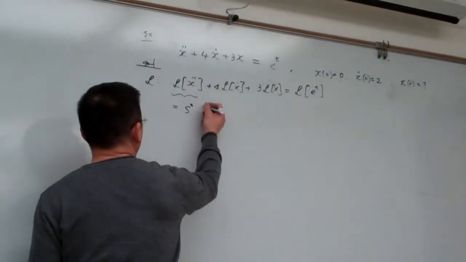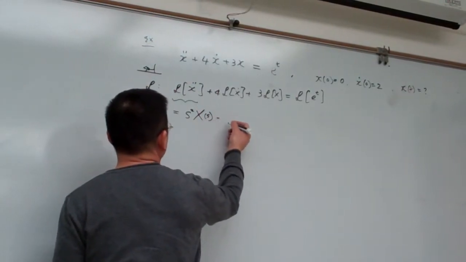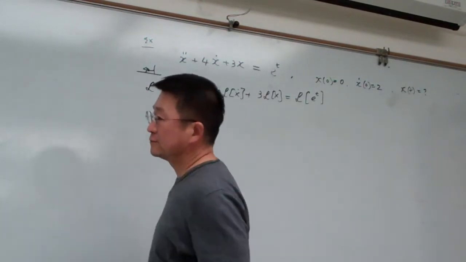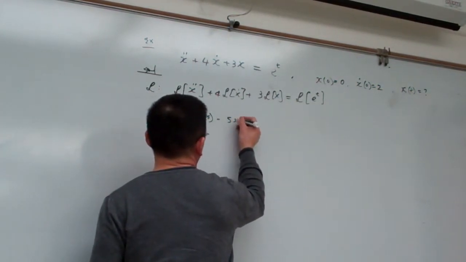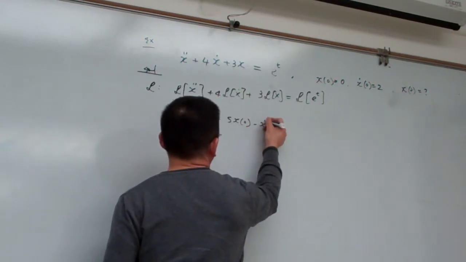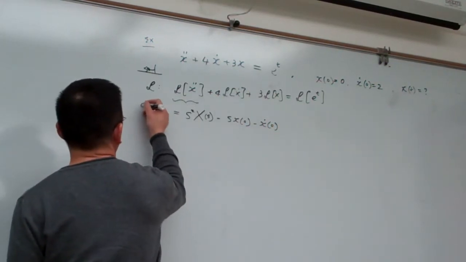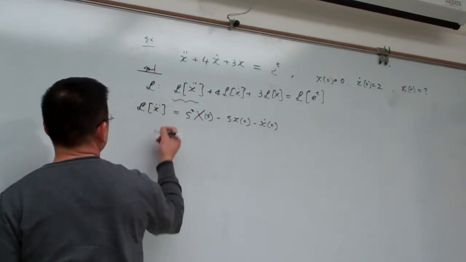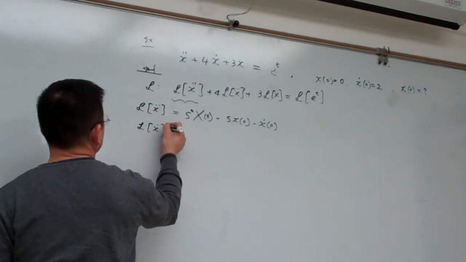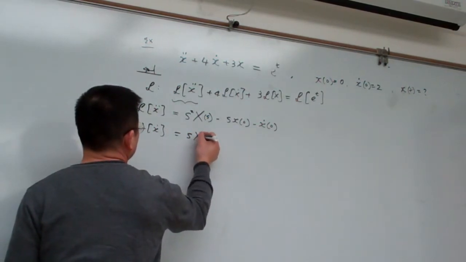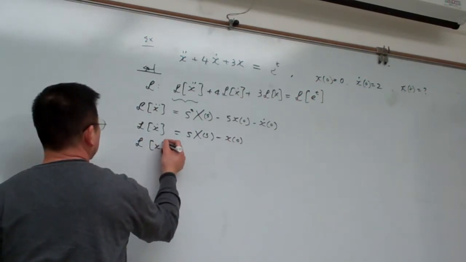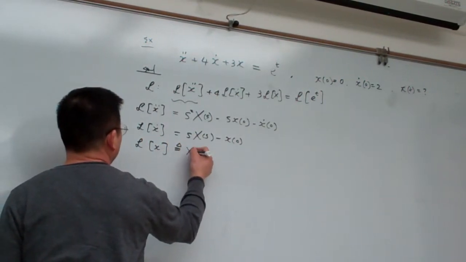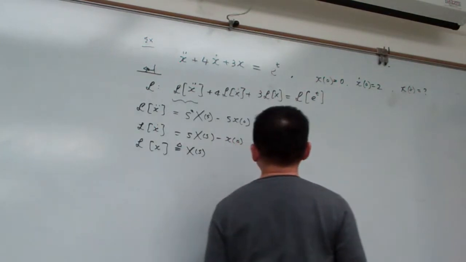We use this one. So that is equal to s squared times capital X, minus s times the initial condition, minus x dot 0. Okay? And x dot will be equal to s times X minus x0, and the plus 3x is simply defined by the capital X. Okay, so those are the notations here.